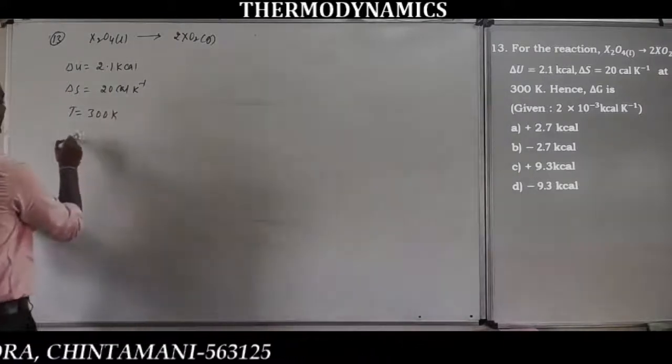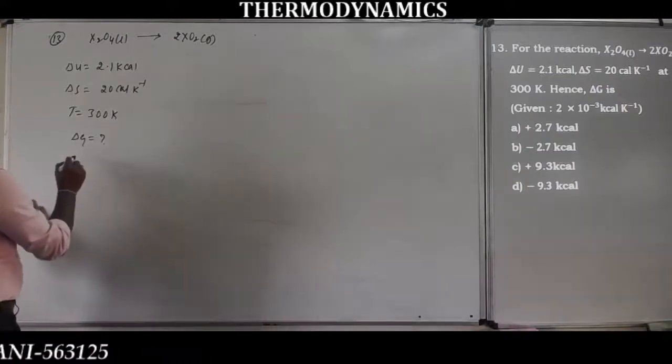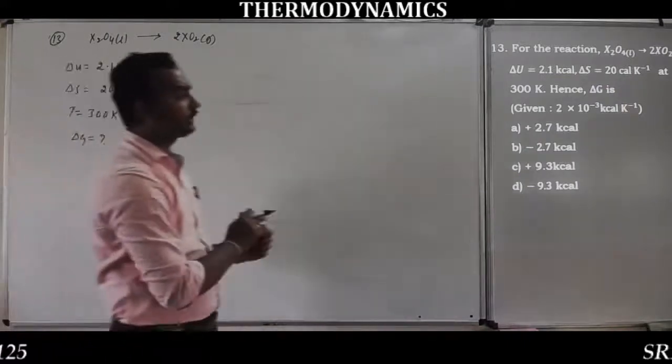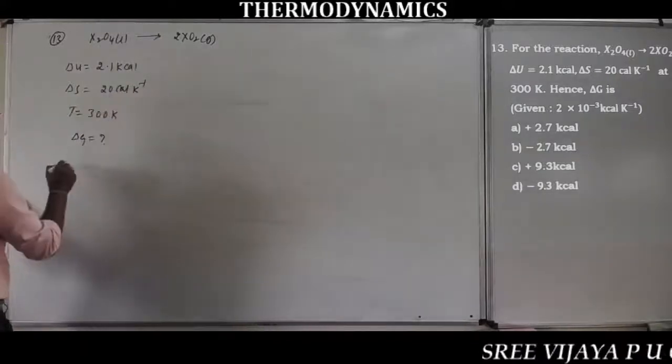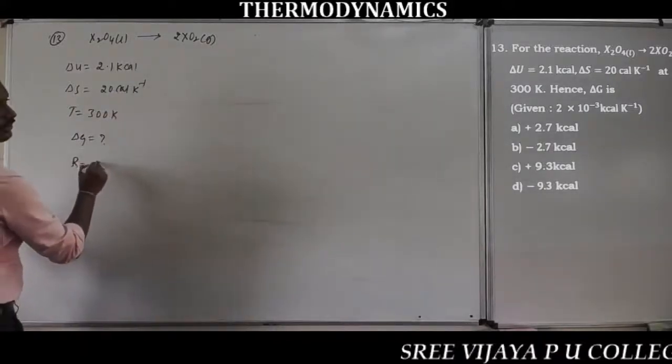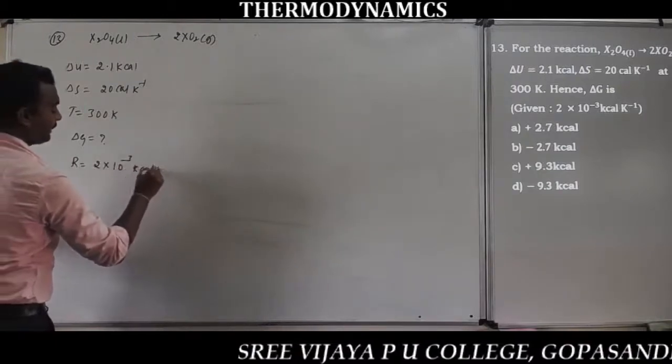Delta G is what they have asked, we have to calculate. And also they gave 2 into 10 power minus 3 kilocalorie per mole, that is R value. So correction, that is R value. R is equal to 2 into 10 power minus 3 kilocalorie per Kelvin.